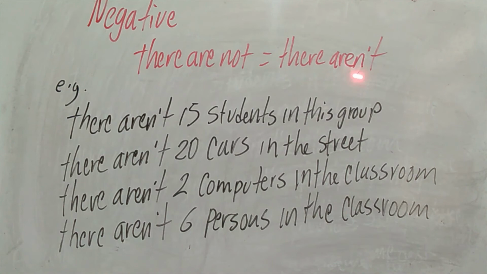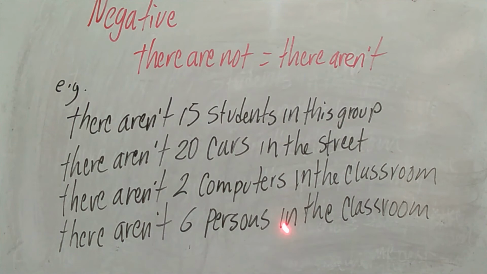They say there aren't 15 students in this group. There aren't 20 cars in the street. There aren't two computers in the classroom. There aren't six persons in the classroom, right? Easy, no? Just we want to have from this one is there aren't, and we want to have the kind of complements that we want to use here, okay?